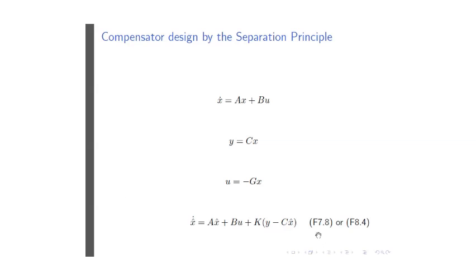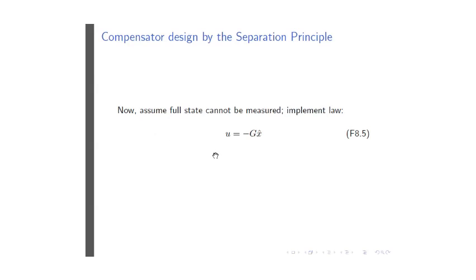derived the Luenberger observer, which is given by equation 7.8, and it's repeated in chapter 8 as equation 8.4, given by this equation, where our observer then is a dynamic system that uses the same input that goes to the plant and the output of the plant to calculate the estimate of the state variables. And this then leads us to the actual control law that we are going to implement, namely that the input is the G matrix times X caret.